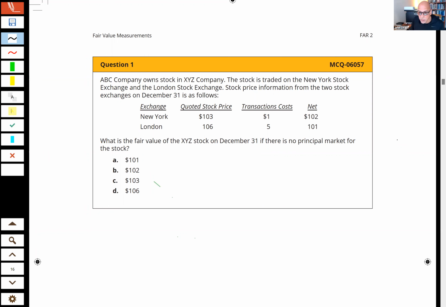It looks like most of us got this right. The answer here is C. We know that we should use the principal market, but if there is no principal market, which was the case for this one, you use the most advantageous. Most advantageous is what? New York, after you consider transaction costs, but then you don't quote it net of transaction costs. You go to whatever it was before the transaction cost, which was the 103. Question.